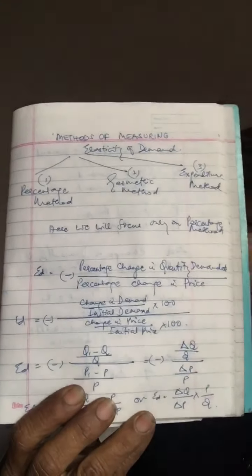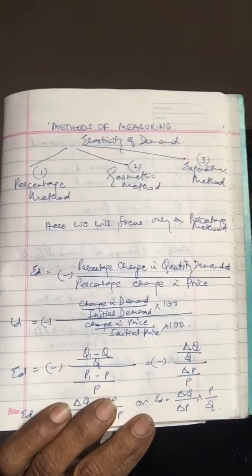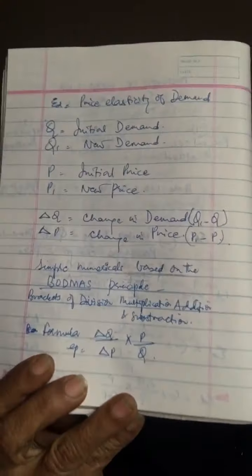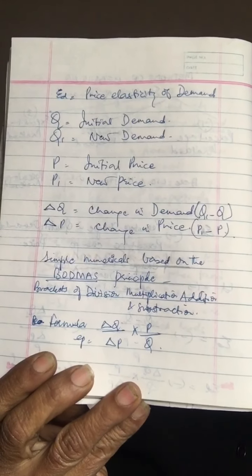In the last class, we talked about the formula for measuring elasticity of demand. We did the price elasticity of demand. So we were doing the percentage method, as you see. This is what we did in the last class. So this was the formula, and how we went about it.